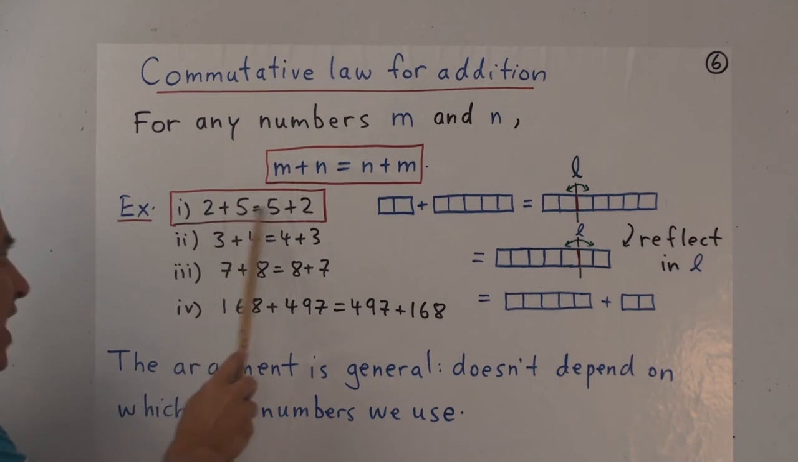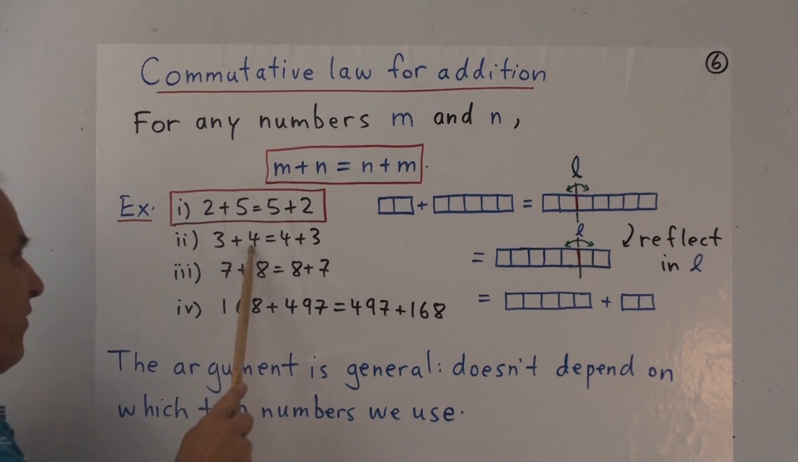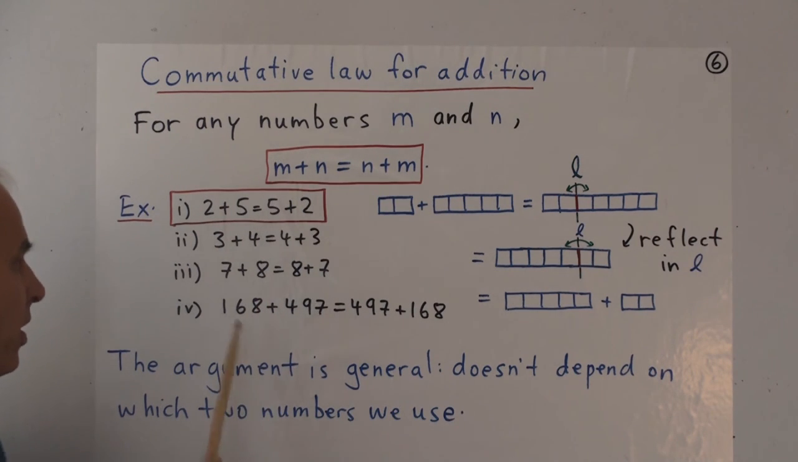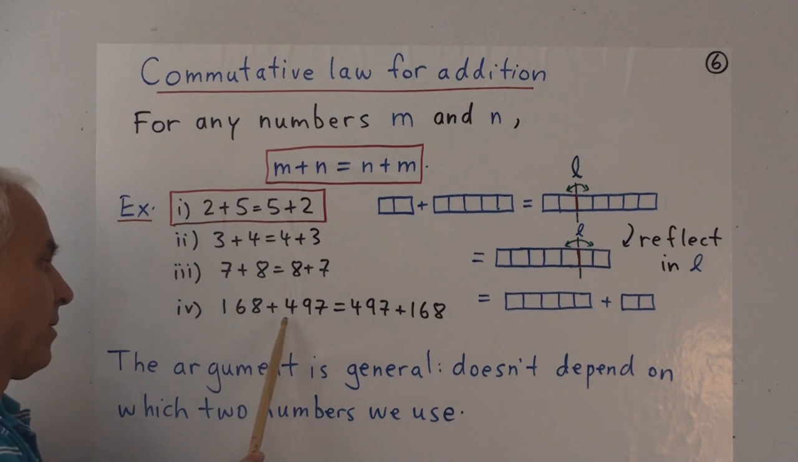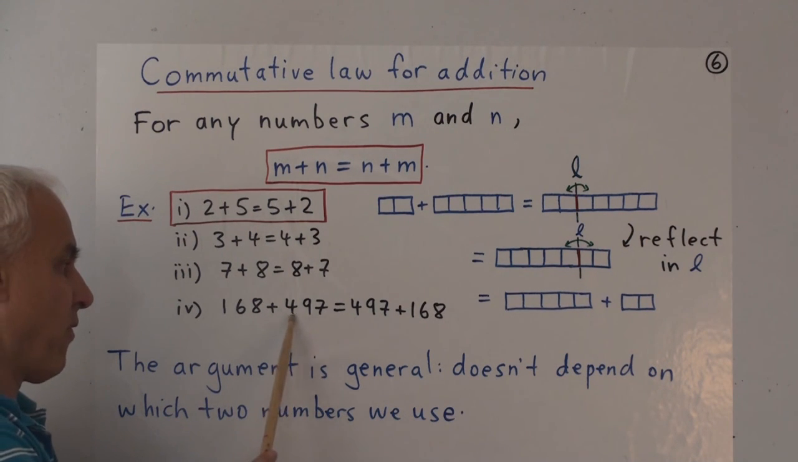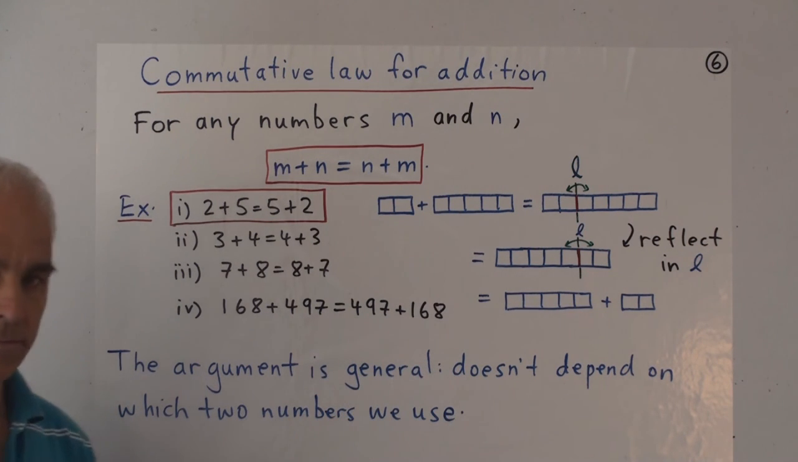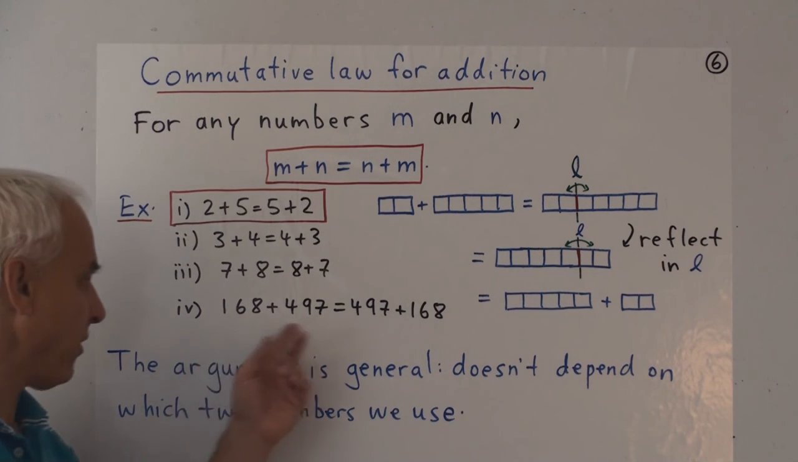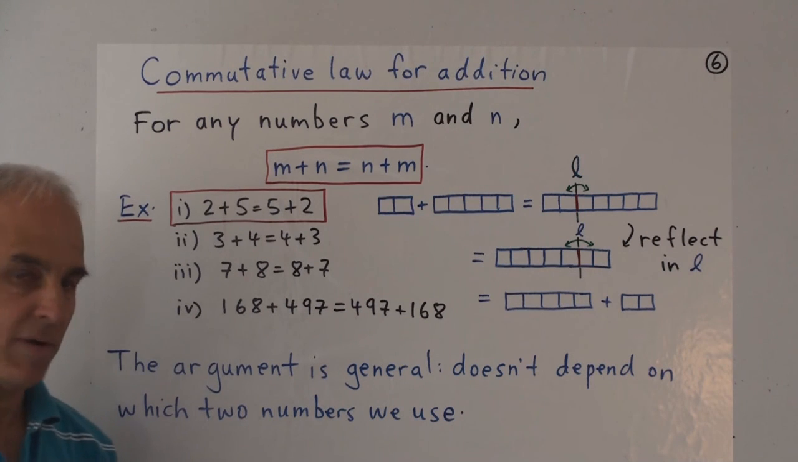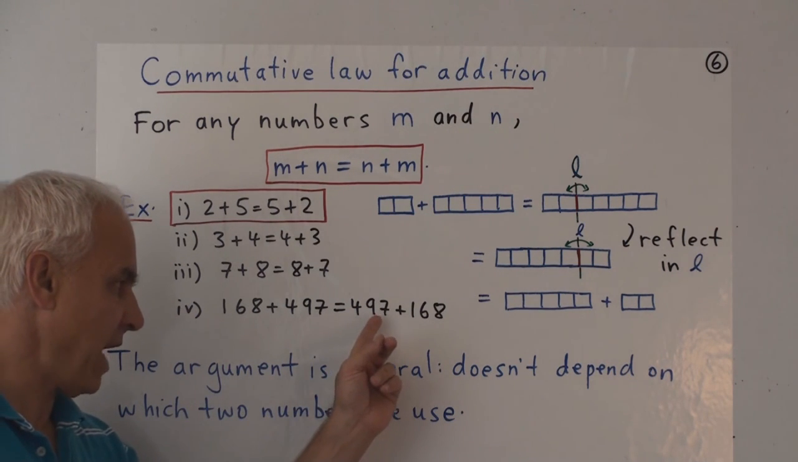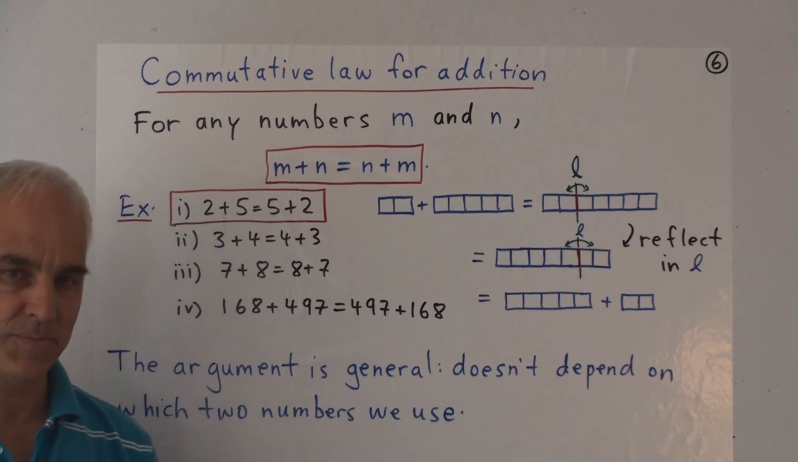So for example, 2 plus 5 is 5 plus 2, or 3 plus 4 is 4 plus 3, or 7 plus 8 is 8 plus 7, or 168 plus 497 is the same as 497 plus 168. We may not even be able to add those things up, but we know that whatever those two things add up to, it's going to be the same as what these two add up to.